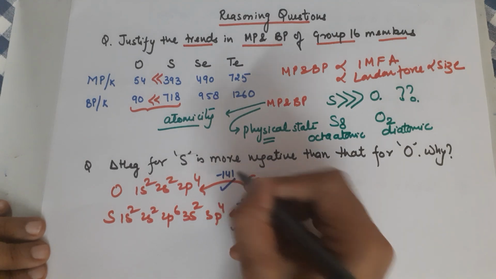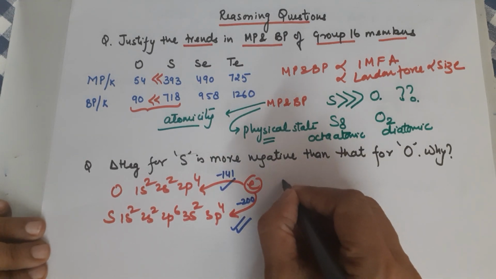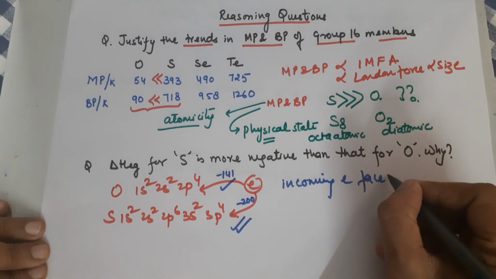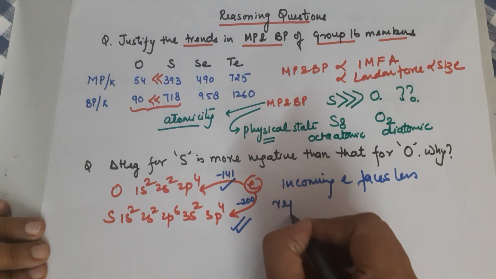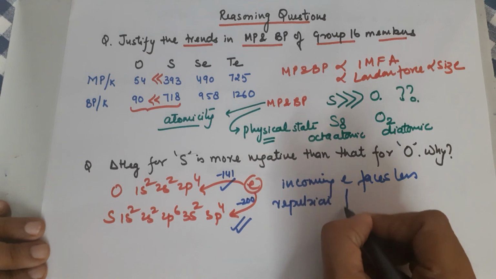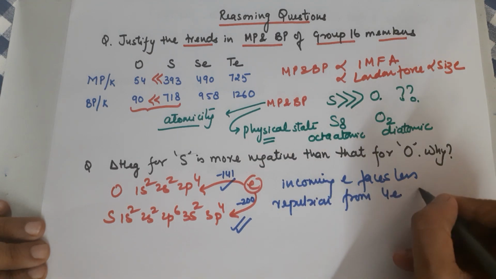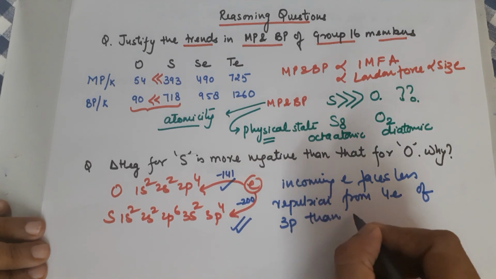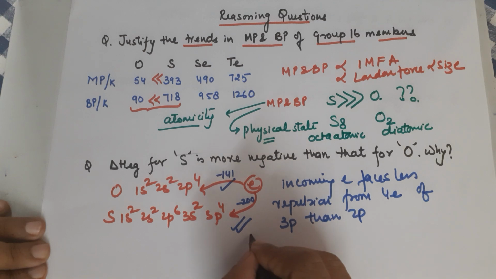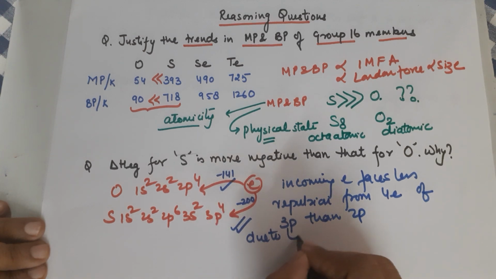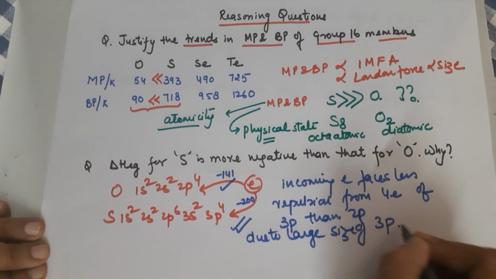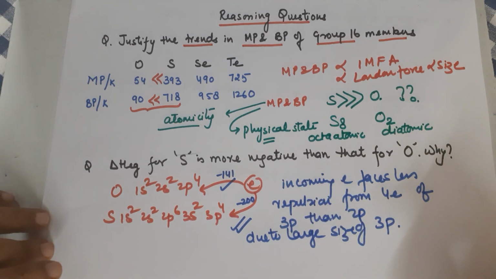And the reason is that this incoming electron faces less repulsion from the 4 electrons of 3p than from 2p, because of the large size of 3p, which has only 4 electrons, so the incoming electron does not face much repulsion.